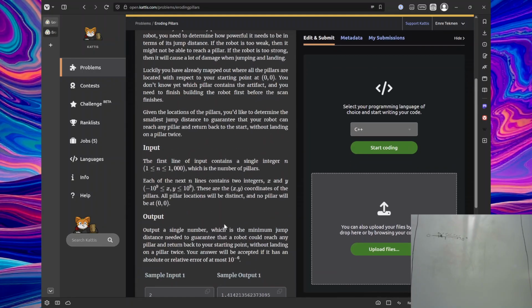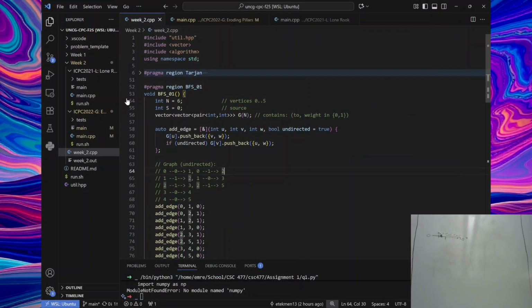Okay, so that's it. That's the main idea, right? So we're going to just do Tarjan's articulation point check. If it works, then we're going to try something lower. We're going to keep trying lower distances until it doesn't work anymore. And we're going to zero in on that value that minimizes that jump distance, but still allows us to complete it. So let's take a look.